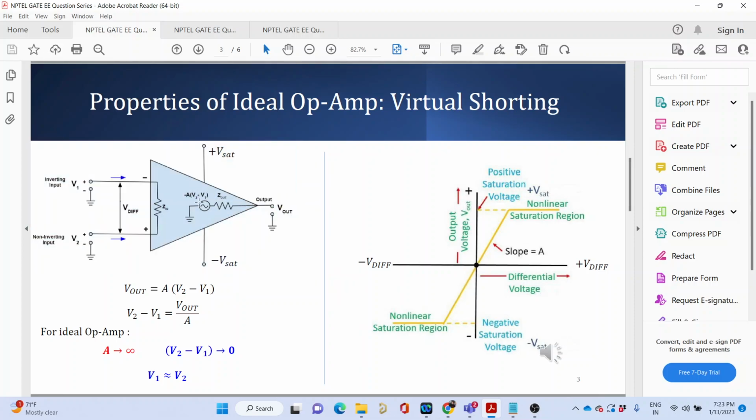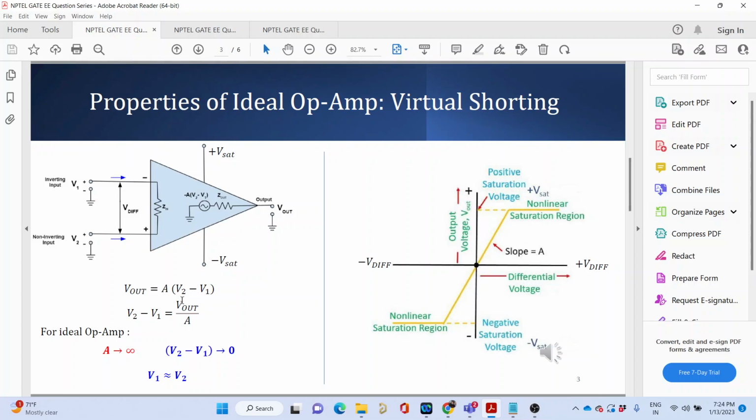Okay, now you see there is an amplification factor A into V2 minus V1. So this difference in voltage, that VDIF, is being amplified over here. And if I neglect this Z out, I will say that Z out is very small and the voltage drop across it is very small. Then we can say that V out is nothing but A into V2 minus V1. So we can say that V out is equal to A into V2 minus V1.